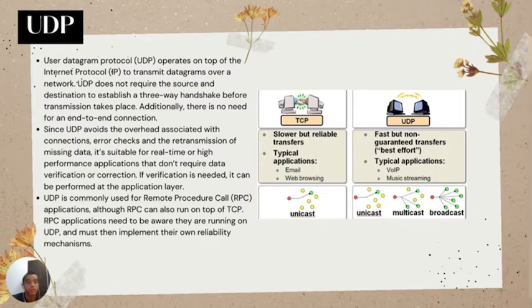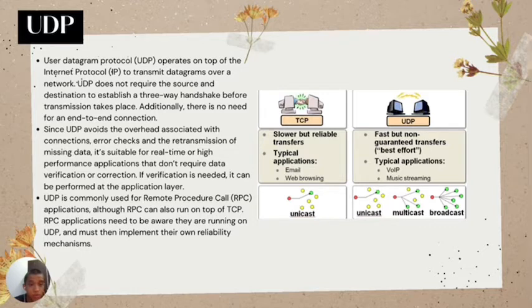Next is UDP. What is UDP? UDP, the User Datagram Protocol, operates on top of the Internet Protocol (IP) to transmit datagrams over a network. It does not require the source and destination to establish a three-way handshake before transmission takes place. Additionally, there is no need for an end-to-end connection, since UDP avoids the overhead associated with connections, error checks, and the retransmission of missing data. It is suitable for real-time or high-performance applications that don't require data verification or correction. If verification is needed, it can be performed at the application layer.